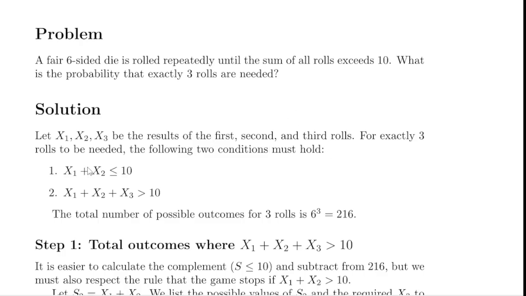So what this reduces to is just saying that the first 2 rolls have to be less than or equal to 10, and the third roll will make it greater than 10. So there's going to be a total of 216 outcomes because there's 6 outcomes per roll. So then 6 times 6 times 6 is 216.